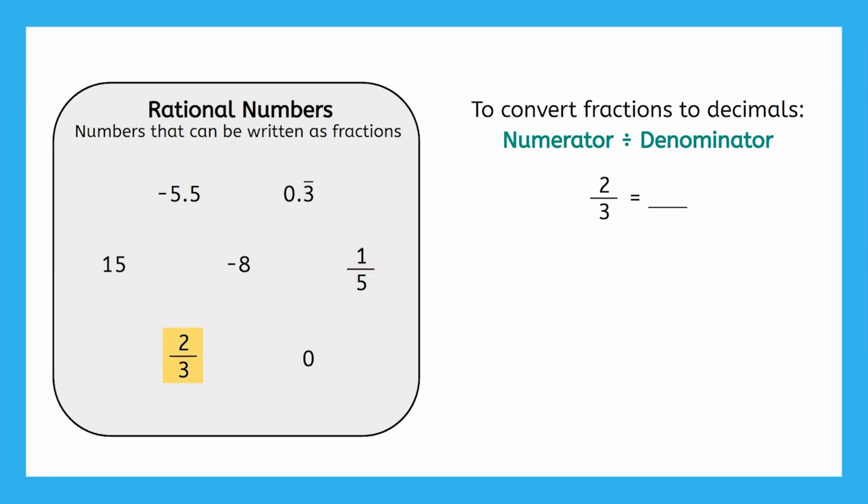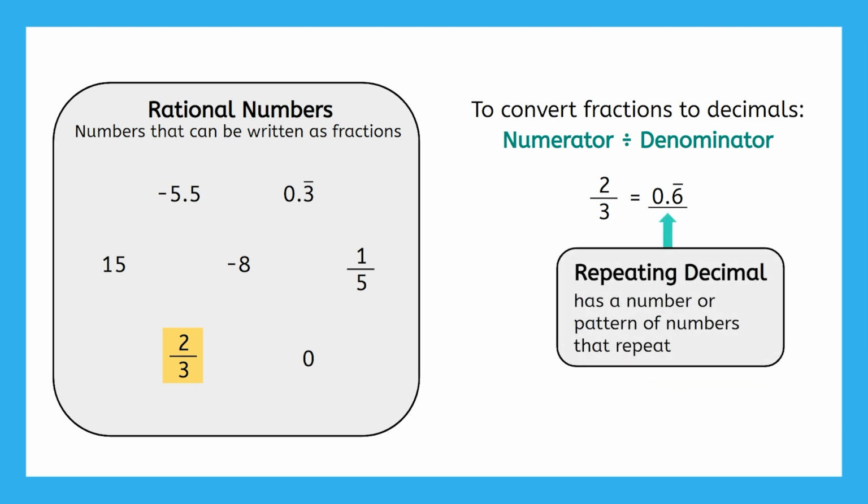For 2/3, we find 2 divided by 3, which is 0.66666, and so on. The 6 will repeat forever. We show this by writing a line over the digit or digits that repeat. This is called a repeating decimal, because it has a number or pattern of numbers that repeat. Some fractions are equivalent to repeating decimals.